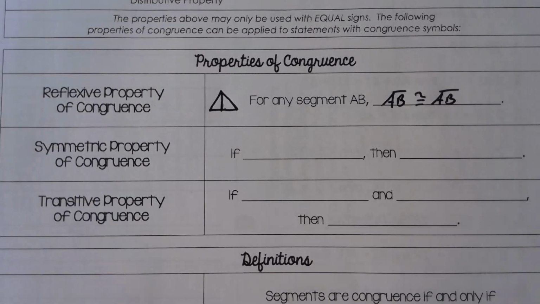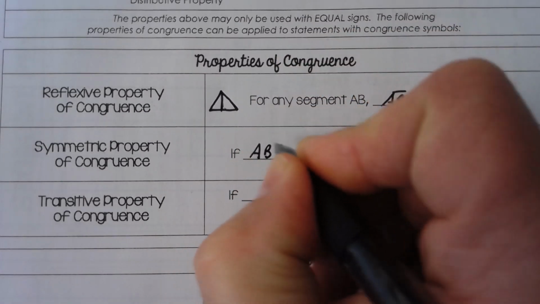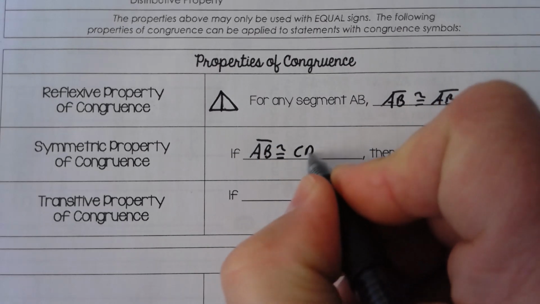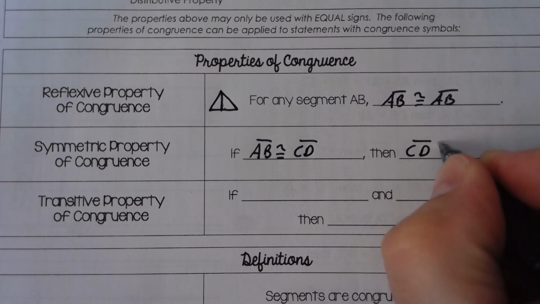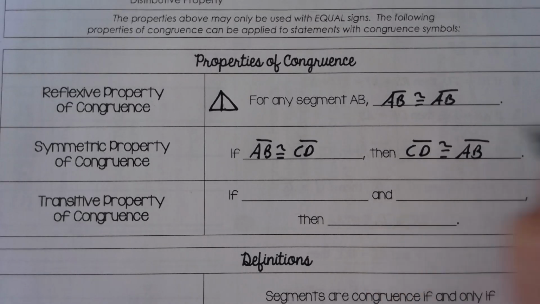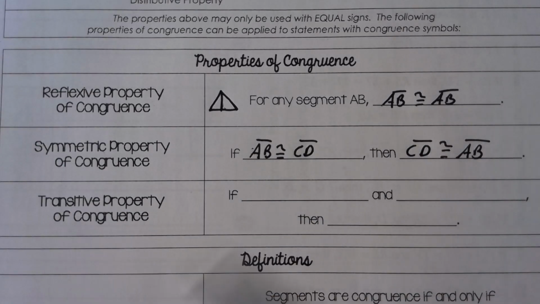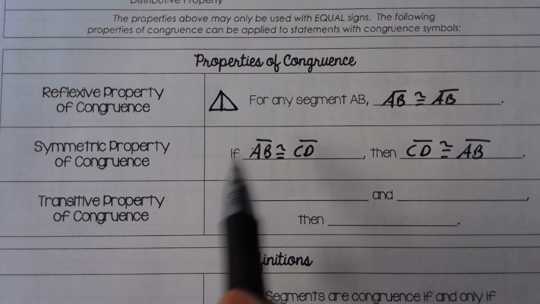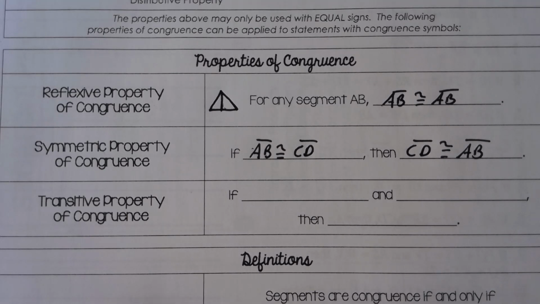Your symmetric property of congruence: if you've got a segment AB congruent to another segment CD, then also CD is congruent to AB. It doesn't matter which order I say things are congruent in. If it works this way with congruence, then it also works the other way around, which is really handy, because if this didn't work, we would live in a nightmare, and it wouldn't be pleasant.